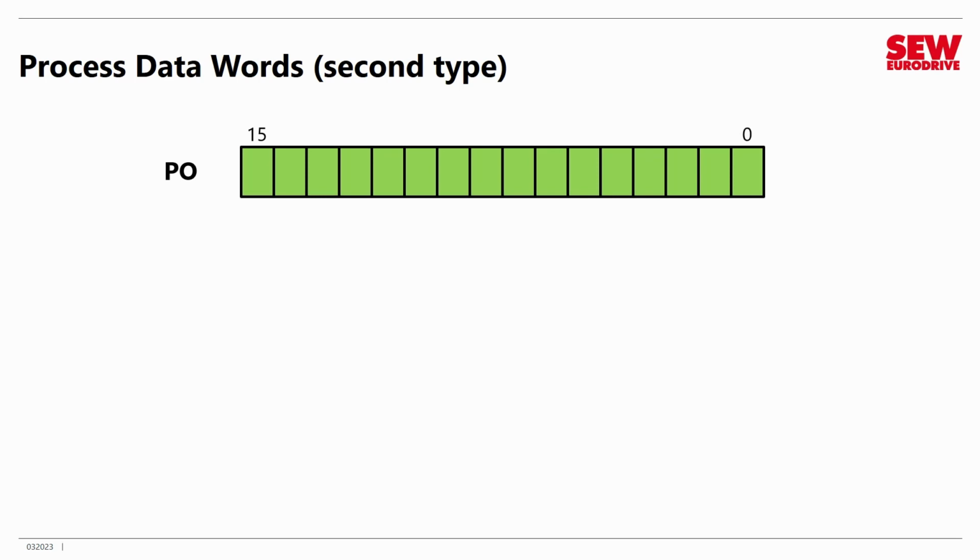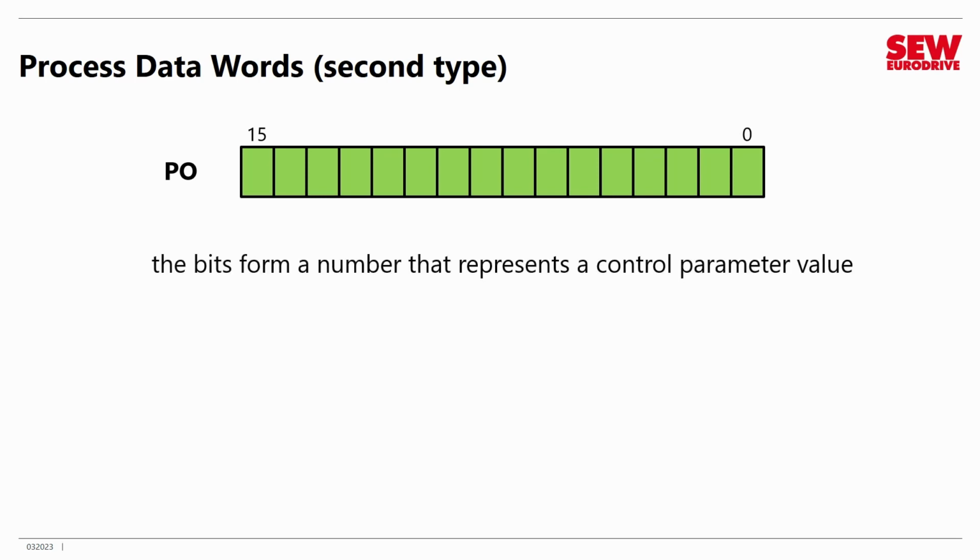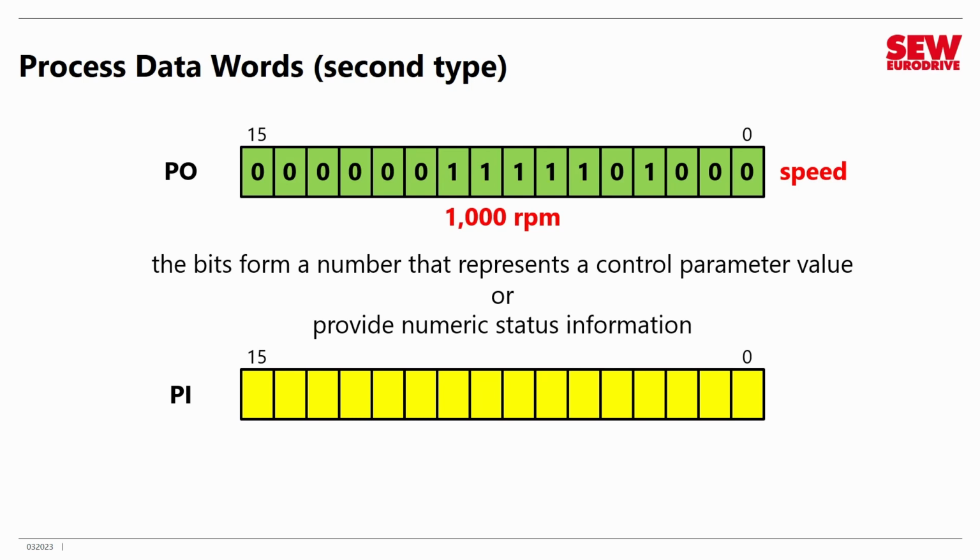What about the second type? Well, with a PO, a process output word, maybe the bits form a binary number that's a control parameter. For example, maybe we're setting a speed of a VFD, so we send a binary number signifying speed. For example, these bits together combine to form the number 1000, so maybe that's setting the speed to 1000 RPM. And if we send that process output word from the PLC to a VFD, that might make it spin at 1000 RPM. Pretty simple.